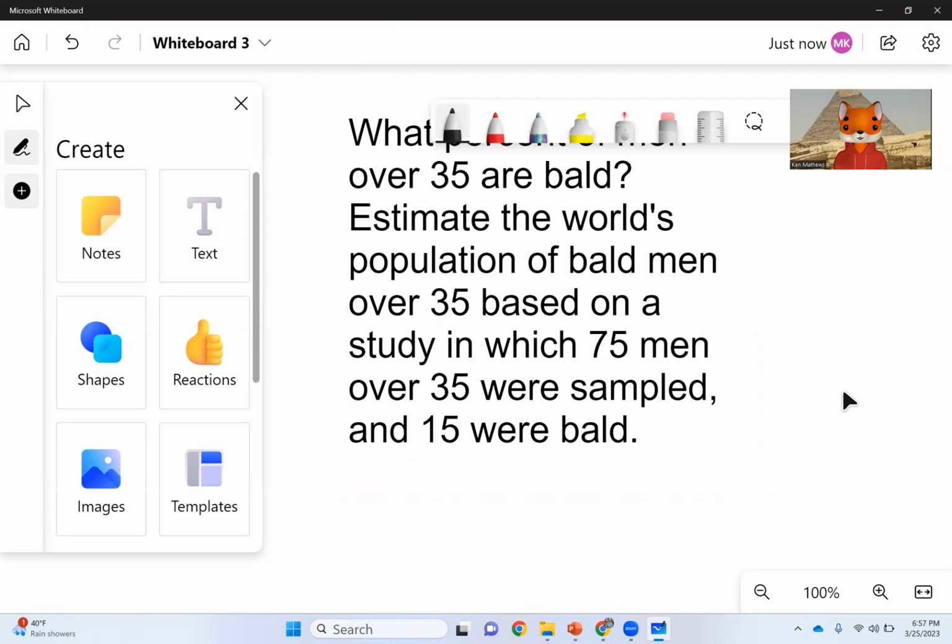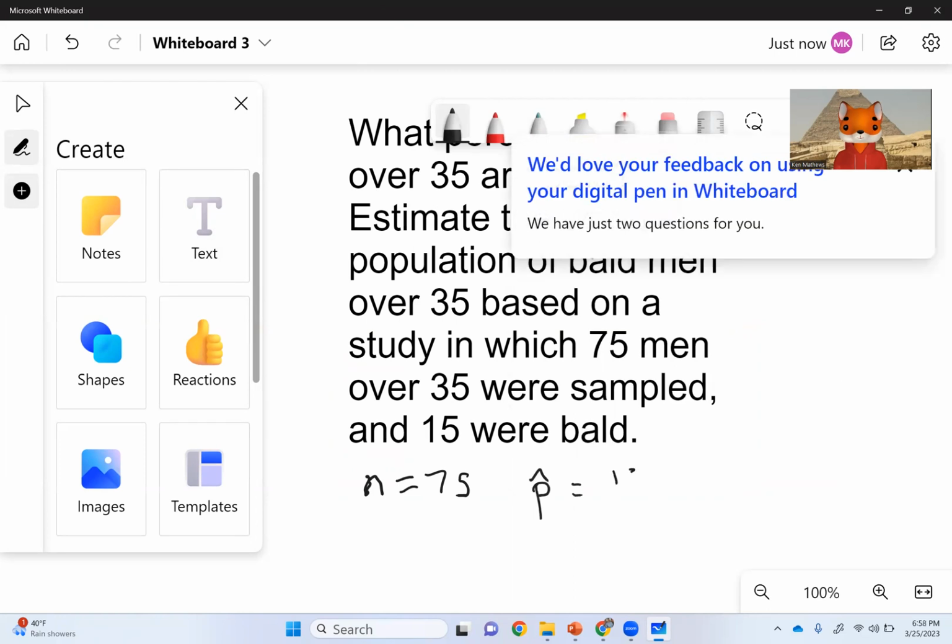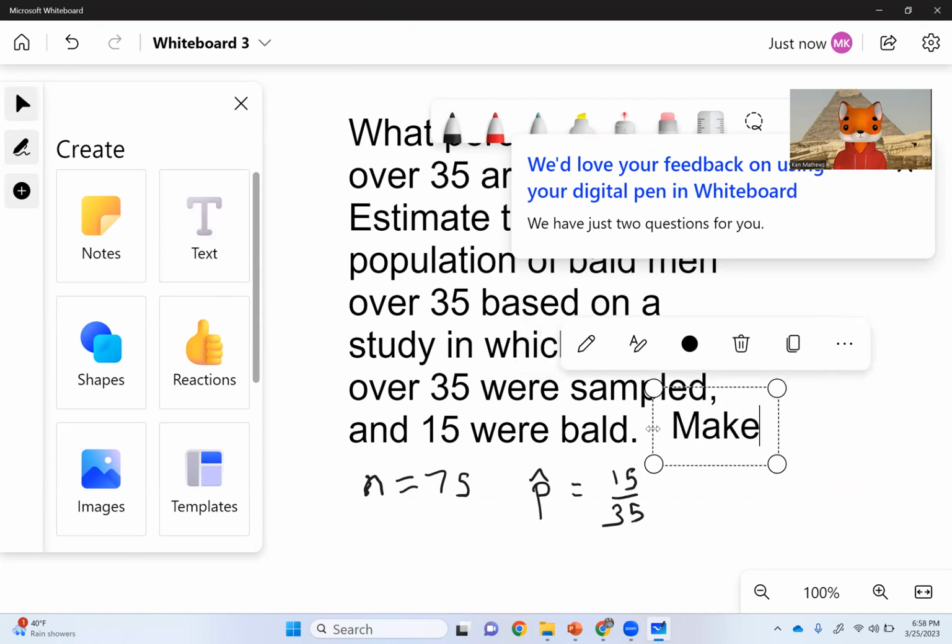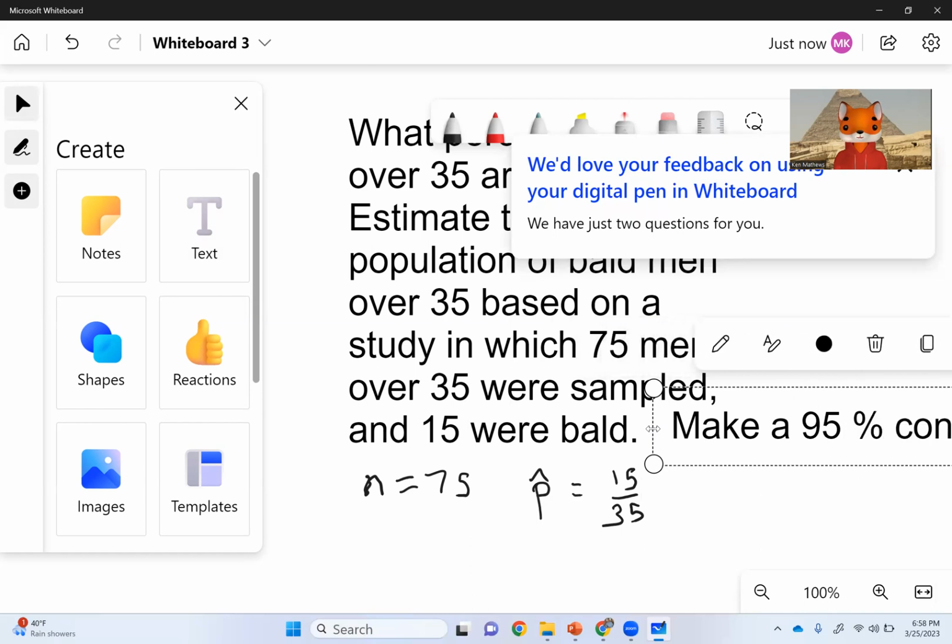So what do we know? We know that n is equal to 75 and p hat, not fat, but p hat, is equal to 15 over 35. And one of the things I did not tell you was to make a 95% confidence interval.